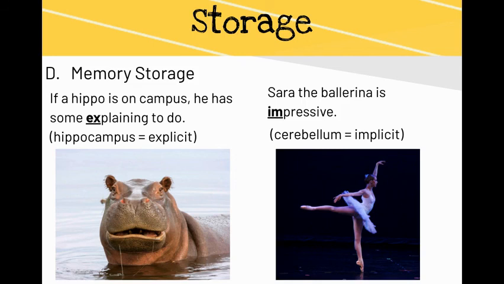So the memory storage here: if a hippo is on campus, he has some explaining to do. So hippocampus is explicit, hippo explaining. And then the cerebellum with implicit: Sarah the ballerina is impressive. So cerebellum, Sarah ballerina is impressive.